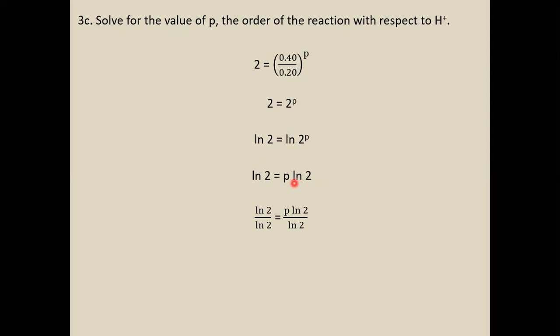Then you can divide this side by the natural log of 2, and you can divide this side by the natural log of 2. What you end up with is p equals 1. So what does that mean? It means the reaction is first order with respect to the hydrogen ions that are present.